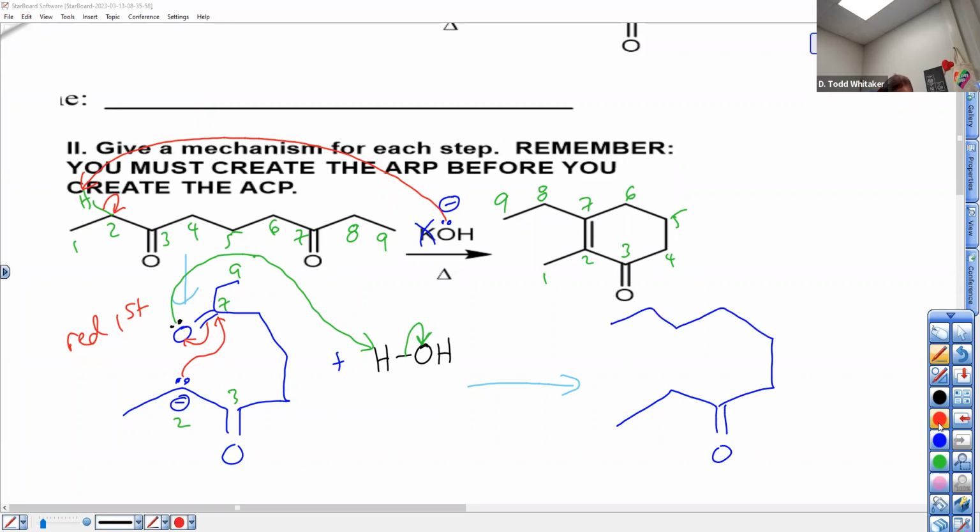Here's your new bond. Here's your carbonyl, got that. I got my OH. Yeah, wanted to be a black H, why not? And that's it. Hydroxide, you're going to need a hydroxide.